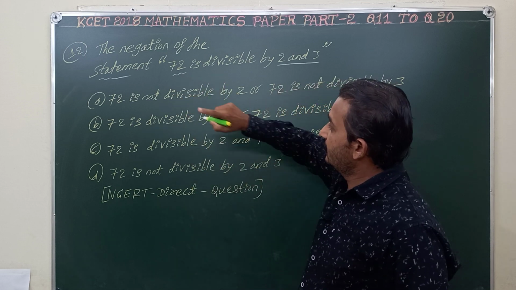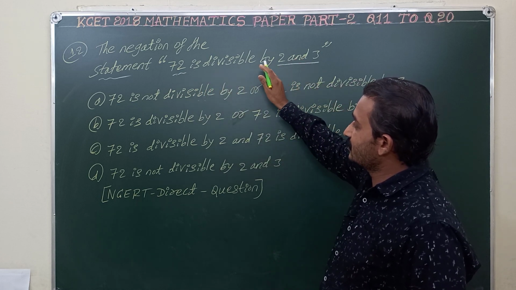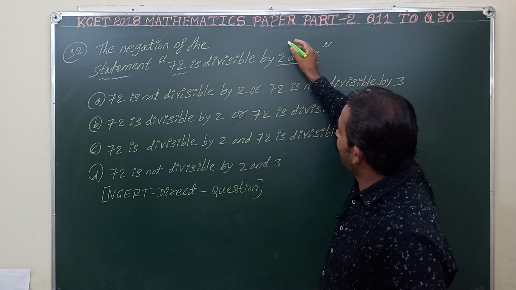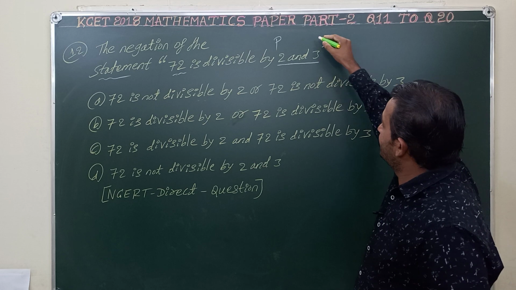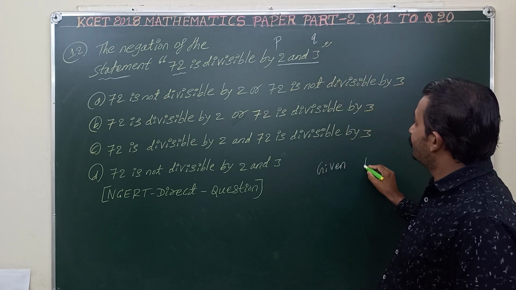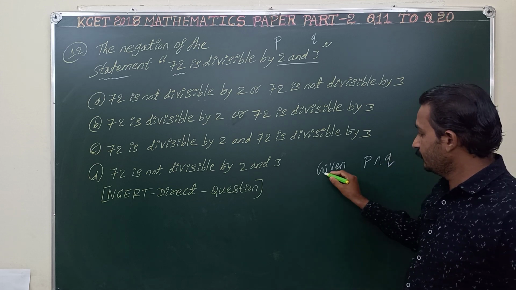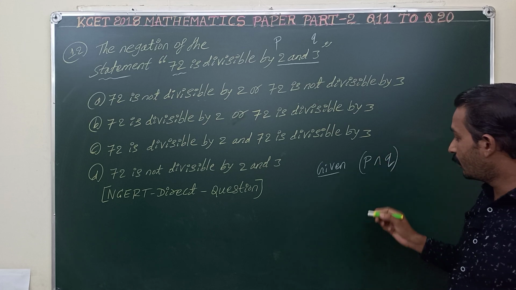In this case, we have to find out the negation of this statement. Here this is a compound statement. Two statements are there. One is 72 is divisible by 2, that is P. And 72 is divisible by 3, that is Q. So here the given condition is P and Q. Symbolically we can write P and Q. So we have to find out the negation of this compound statement.